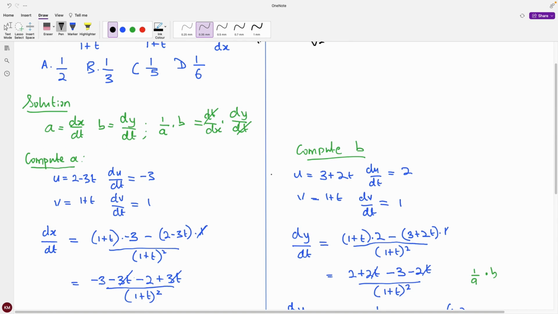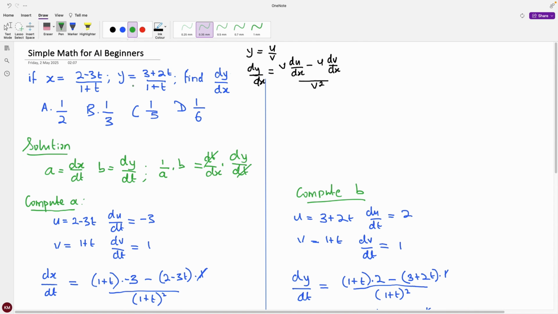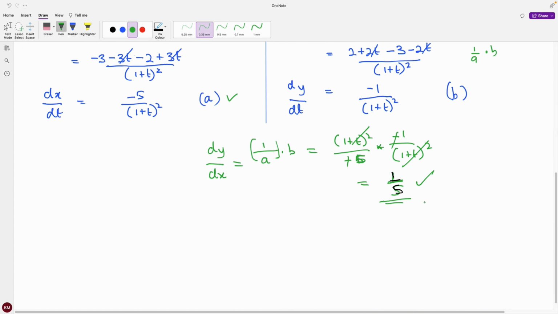Okay, so I'm going to stop here so you can see right here that our answer is C, 1 over 5, right?